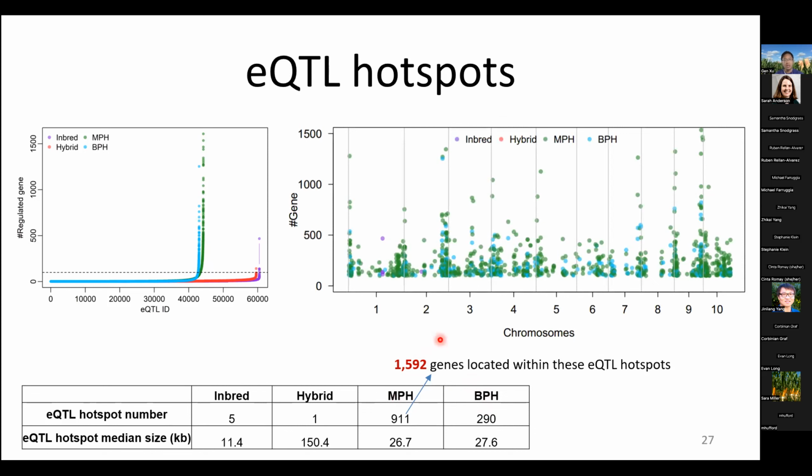And we checked these eQTL hotspots across the whole genome. In this plot, we find these eQTL hotspots seem enriched at chromosome arms.